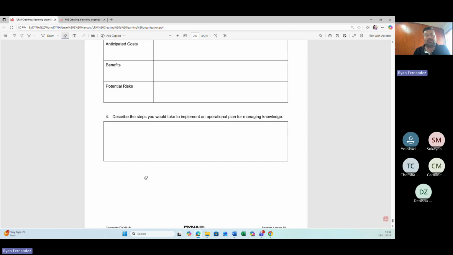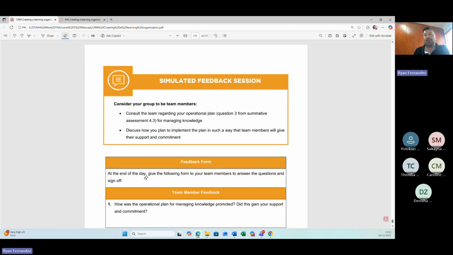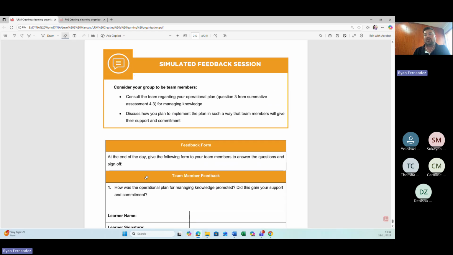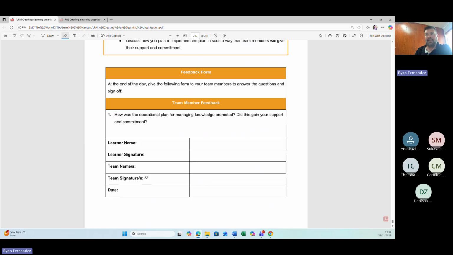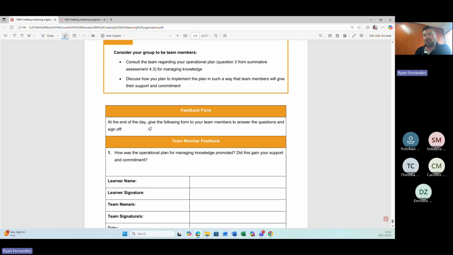Okay. Now, once you have finished question number 4, then you will show this to one of your team members, okay? And you would say, well, what do you guys think about this? Is a really good knowledge management plan because we haven't really got a formalized management plan. So you show that to them. So you show them the whole of your summative 4.3.